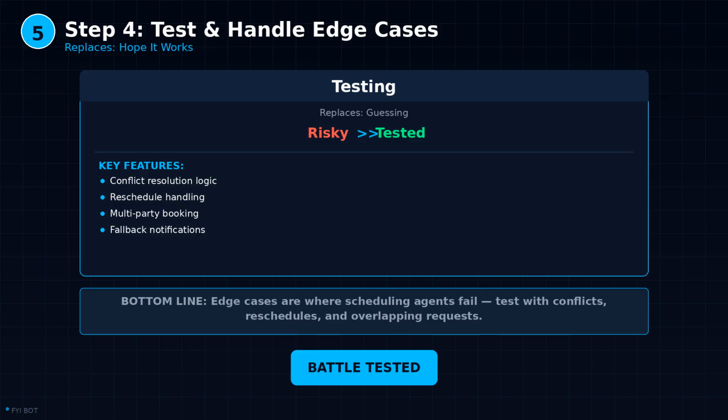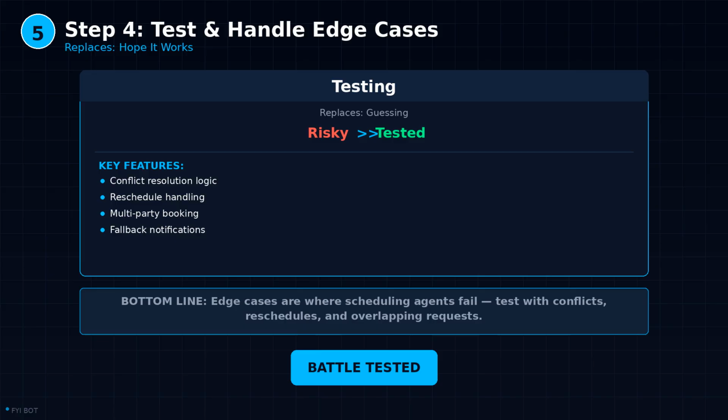Edge case number 2. The reschedule spiral. Someone books a meeting, then asks to reschedule, then reschedules again. Your agent should handle this gracefully by canceling the old event, creating the new one, and updating the invite. But it should also track how many times a meeting has been rescheduled. After 3 reschedules, flag it for your attention. Something might be wrong.